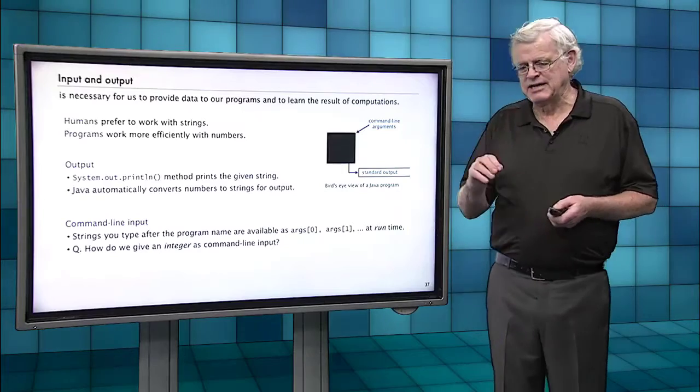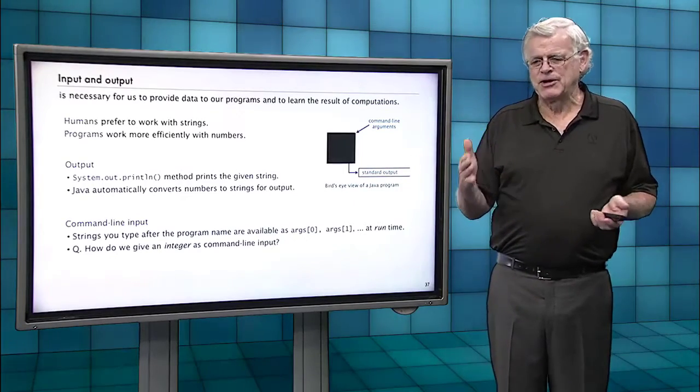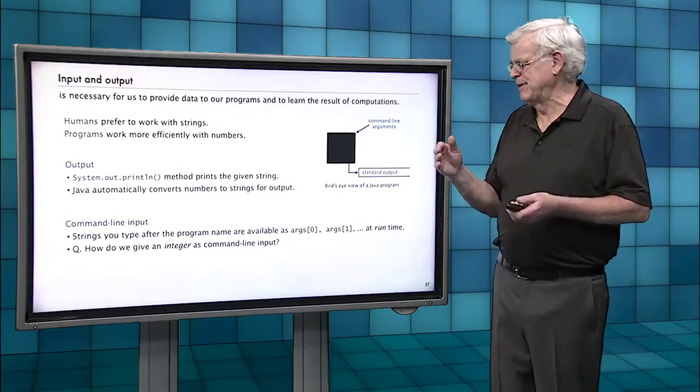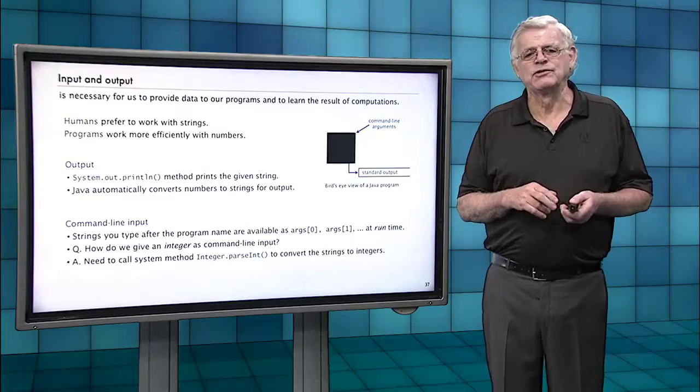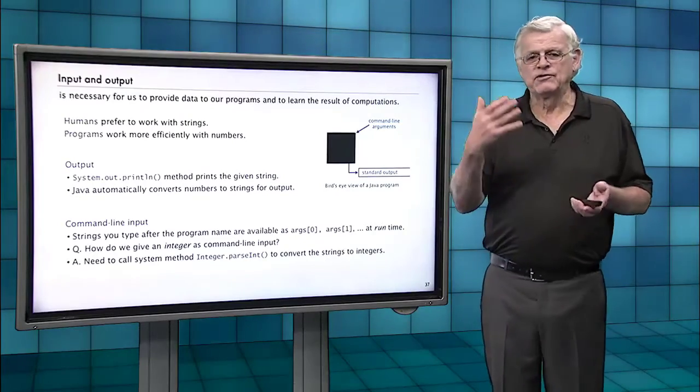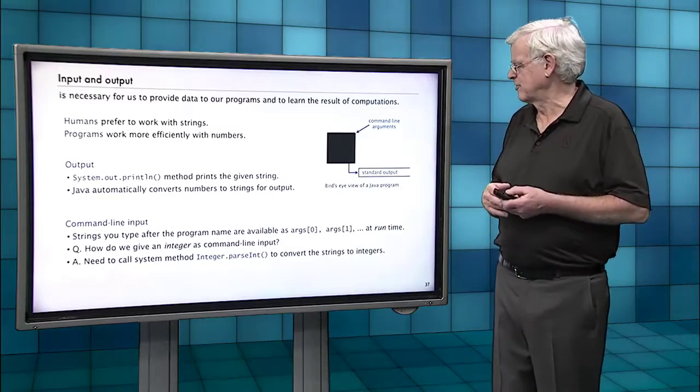Those things that we type are strings because we're typing them. How does Java know if we type 1, 2, 3, 4 whether we mean the string 1, 2, 3, 4 or the integer 1234? Well, there's a system method that converts that, and we'll look at the use of that in just a second.